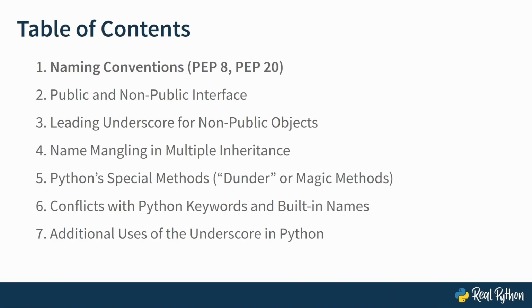When talking about naming conventions in Python, there are really two PEPs we need to talk about, PEP 8 and PEP 20. A PEP stands for Python Enhancement Proposal. So a PEP is a design document that provides all sorts of information to the Python community. Let me guide you through the relevant section of PEP 20 first. PEP 20 is the Zen of Python. These are the guiding principles for Python's design. And to find out more, you can enter PEP 20 in your favorite search engine.